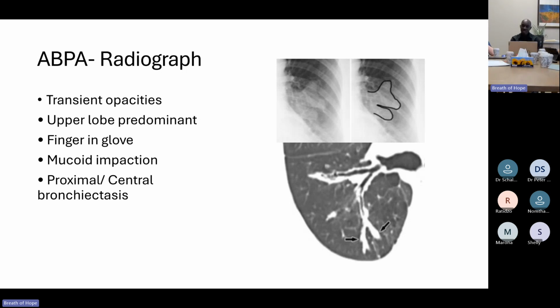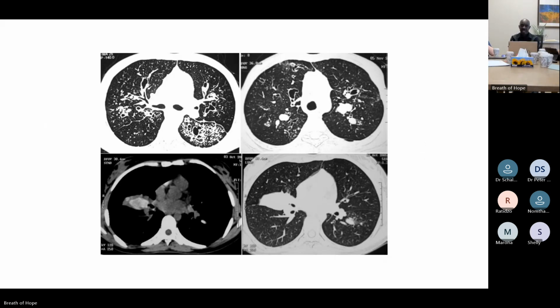Other things to look for on radiology are transient opacities, upper lobe predominance, finger-in-glove, and mucoid impaction, not forgetting proximal or central bronchiectasis. If you look at the pointer there on the CT scan on the lower lobe, this is a really classic picture of patients with ABPA. Pathologically, you see mucoid impaction, bronchocentric granulomatous inflammation with eosinophils, lymphocytes and plasma cells, and then it's immunogenic normally.